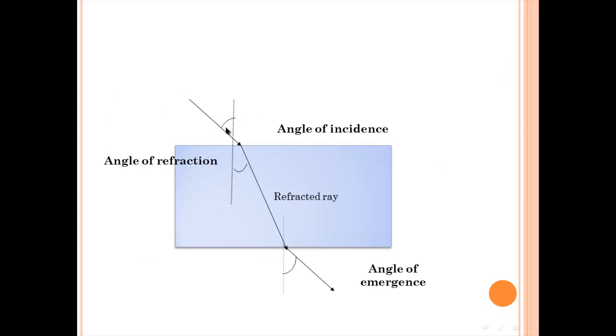So, again please, angle of incidence. It is the angle between the incident light ray and the normal. Angle of refraction. It is the angle between the refracted light ray and the normal. Angle of emergence. It is the angle between the emergent light ray and the normal.